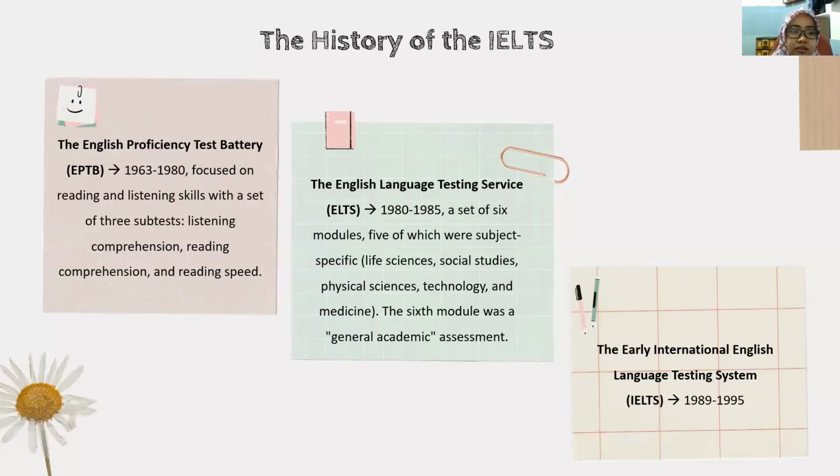IELTS had 2 versions, namely academic and general training, and the number of sections and versions remains the same until today. The speaking and listening modules were general, with only 1 version of the 2 sections. The reading and writing modules were available in 3 versions, namely science and technology, life science, and social science. The number of test takers made a significant increase, quickly surpassing those who took the ELTS, the previous one.